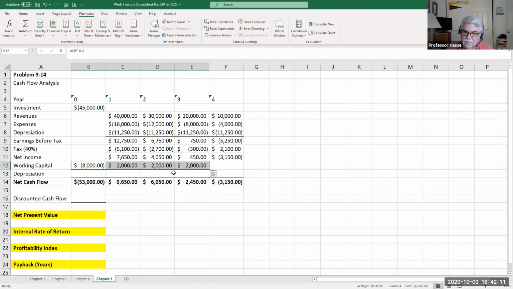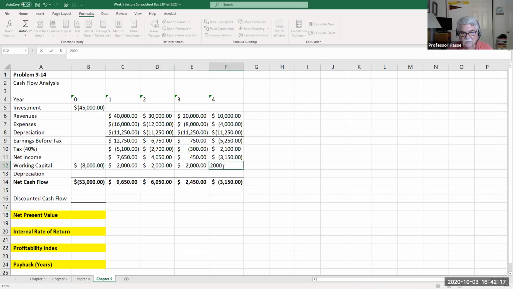And then in the 4th year, there's no more revenue. So we add back in another 2,000, because the rule, if you read in the chapter, is to have the working capital net to 0 over the life of the asset, over the life of the project. So we're spending 8,000 in working capital, and then as our revenue drops, we're giving some of that back in cash flow, and the net is 0.